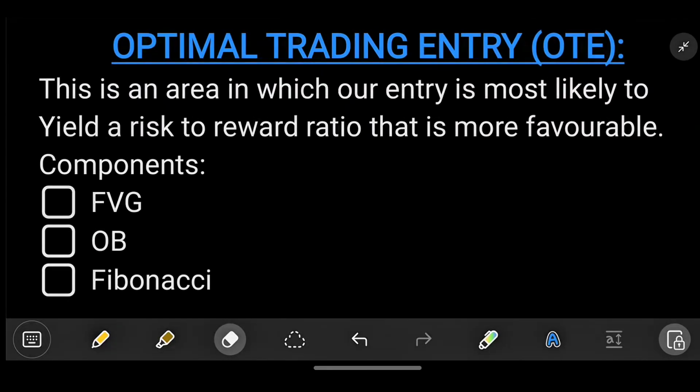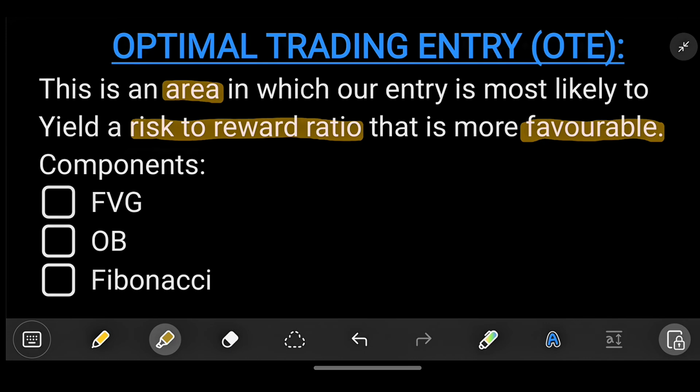Okay, so now we're going to focus on the optimal trading entry. Okay, so optimal trading entry, this is an area. Okay, let's take note of that. It's not really a point or price, but rather an area in which our entry is most likely to yield a risk to reward ratio that is more favorable. Okay, so it's more or less like an area.